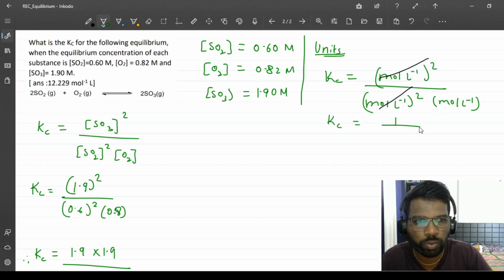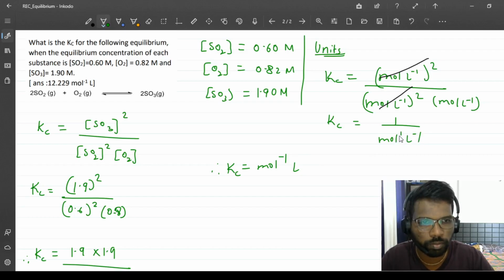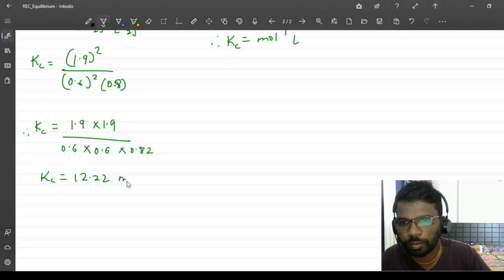Kc is equal to 1 upon moles per liter, right? So therefore Kc is equal to per mole liter, because this will come in the numerator. Here it is 1, it will become minus 1, and this minus 1 will change to 1. So I will write the unit as per mole liter.